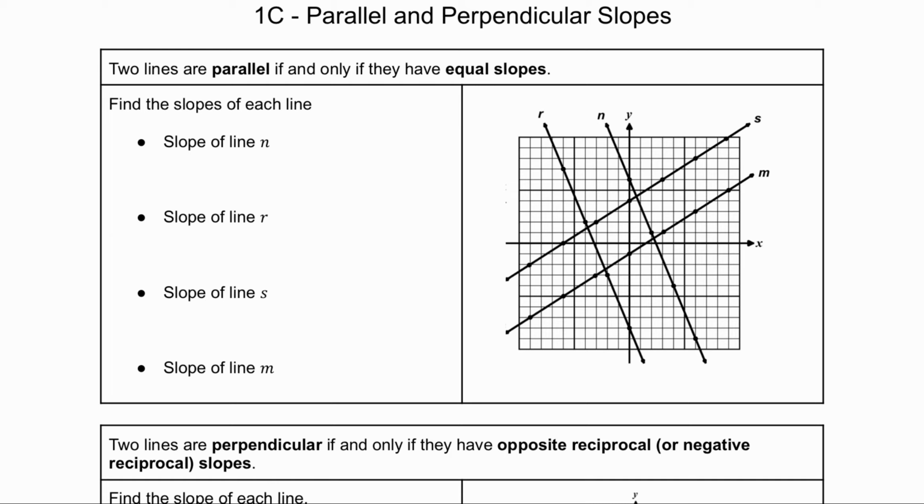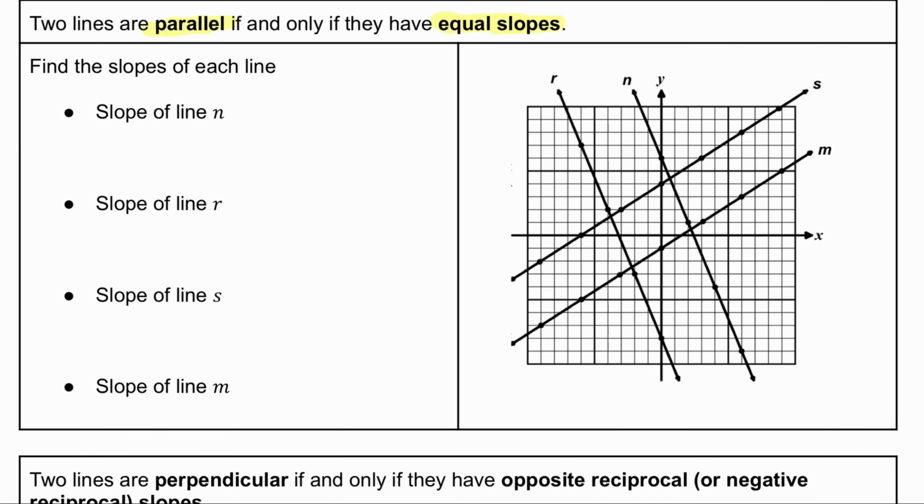Just to refresh our memory, two lines are parallel if they have equal slopes, right? So if two slopes are the same, we know that those lines are parallel. If we look at this diagram over here to the right, we could clearly see that S and M appear to be parallel and R and N also appear to be parallel. So what we're going to do is find the slopes of each of these lines.